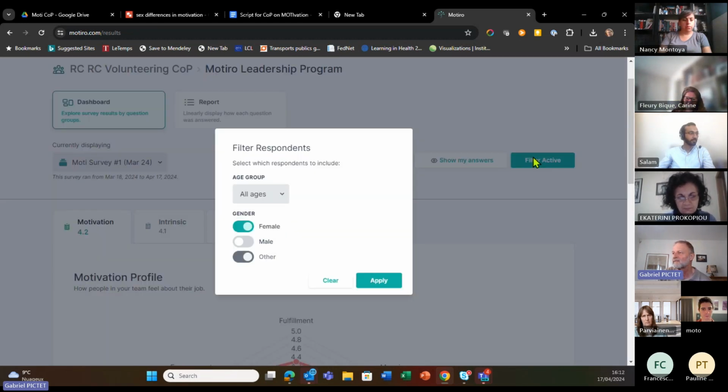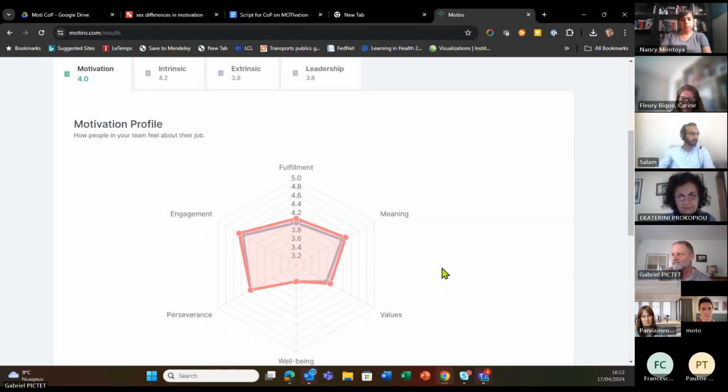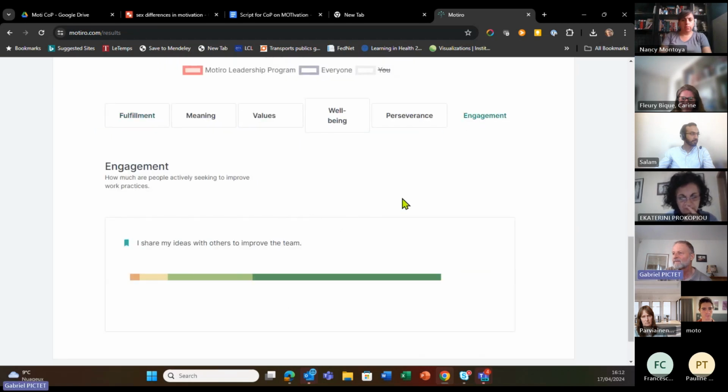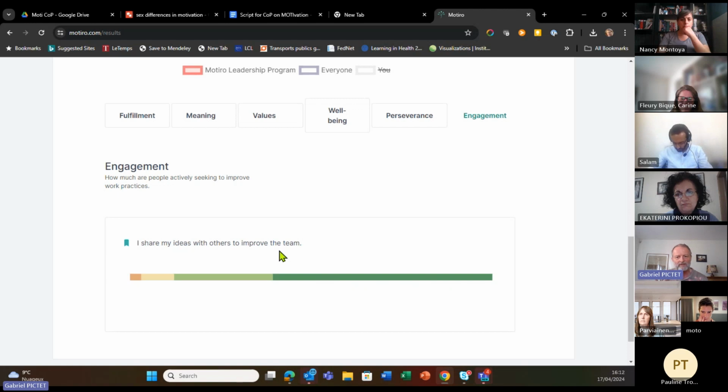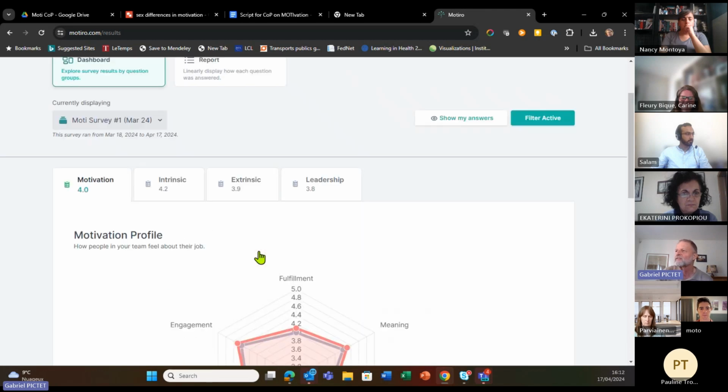Now let's look at the men, and I'm sort of discovering this with you. So engagement. Okay, as you can see, the men are not as engaged, i.e. you have actually a few who are neutral and some that somewhat disagree with the statement, I share my ideas with others to improve the team. So it seems that women are more engaged in terms of sharing their ideas than the men in this group. Now, we're not really one team, right? But we can pretend just to try to understand self-determination theory.